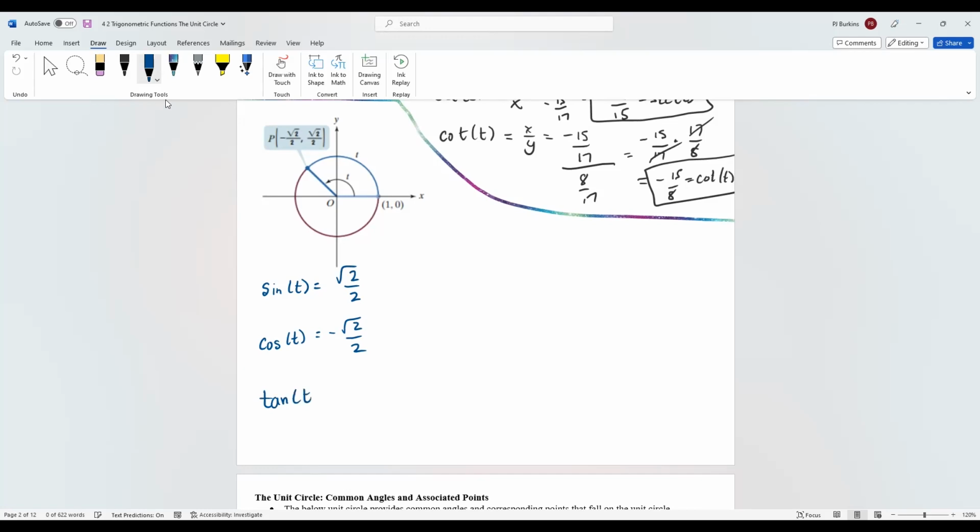Tangent, we can either do y over x, or we could do sine over cosine. Same thing. It's square root of 2 over 2, all divided by -√2 over 2, which just gives me √2 over 2 times, I'm going to flip and multiply, -2 over √2. And that's nice because the √2's cancel. And then these 2's just divide out and become 1. And after all that, we get -1.